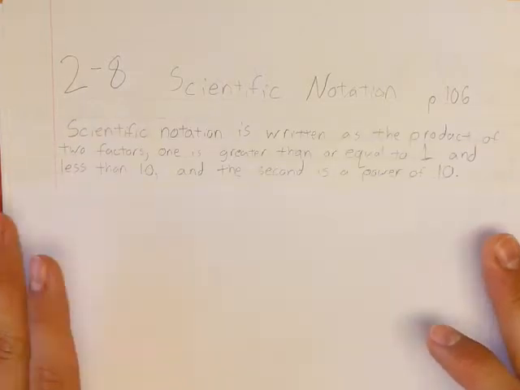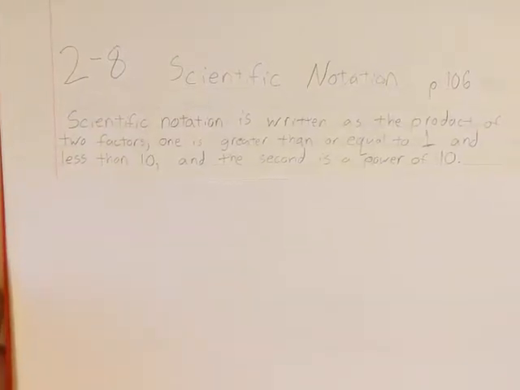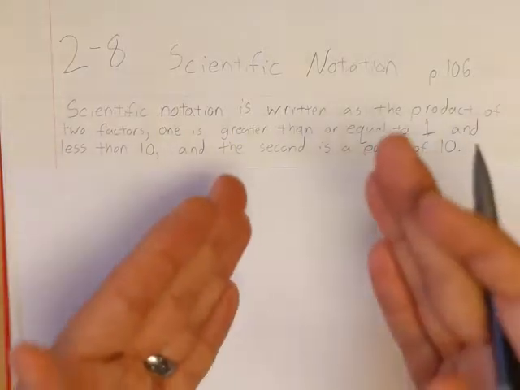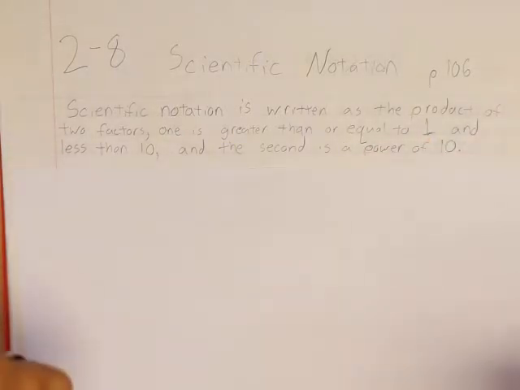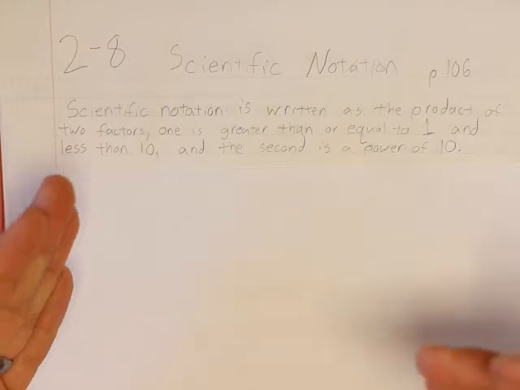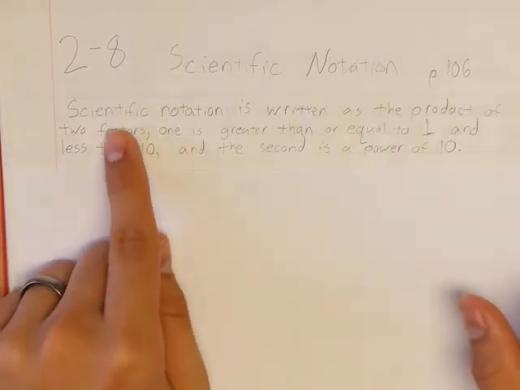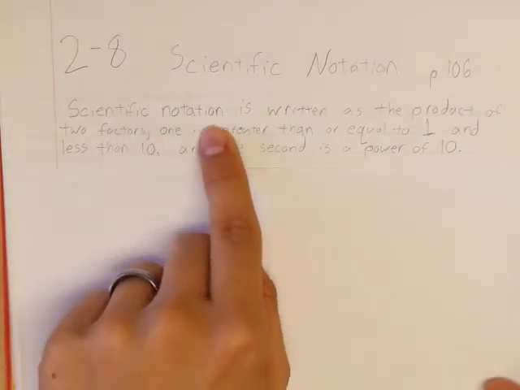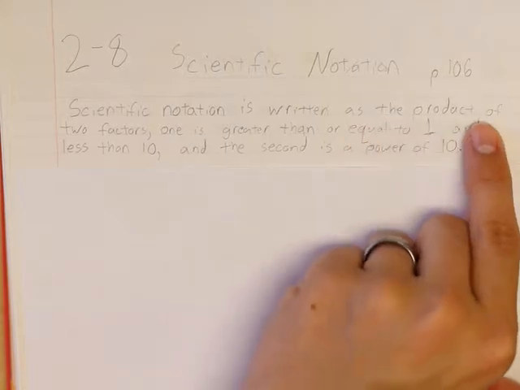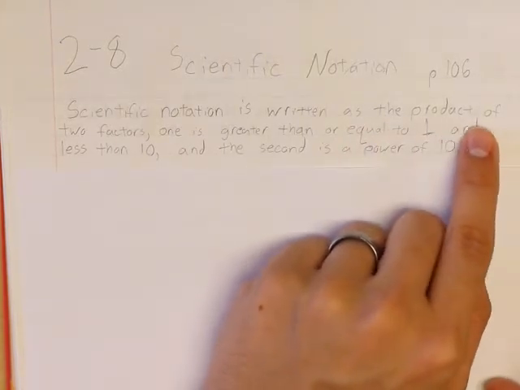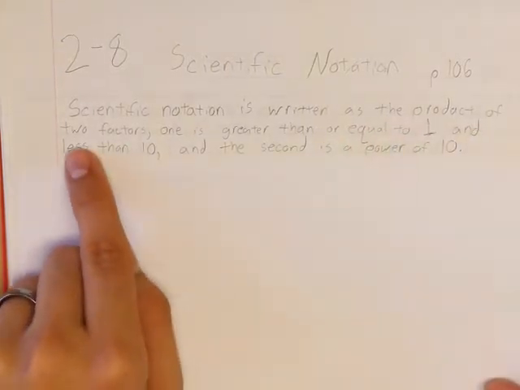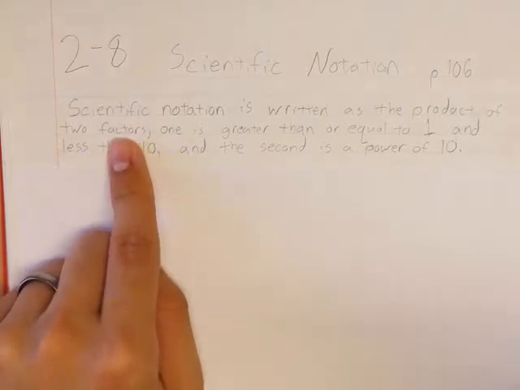First, we need a definition of scientific notation, and it's right there for you. Pause the video and copy that down if you need to, or just listen to me and write along. Either way, or do whatever you want to do. Scientific notation is written as the product, meaning multiply. It is written as the product of two factors. Factors are two numbers that when I multiply together, I get another number, okay?